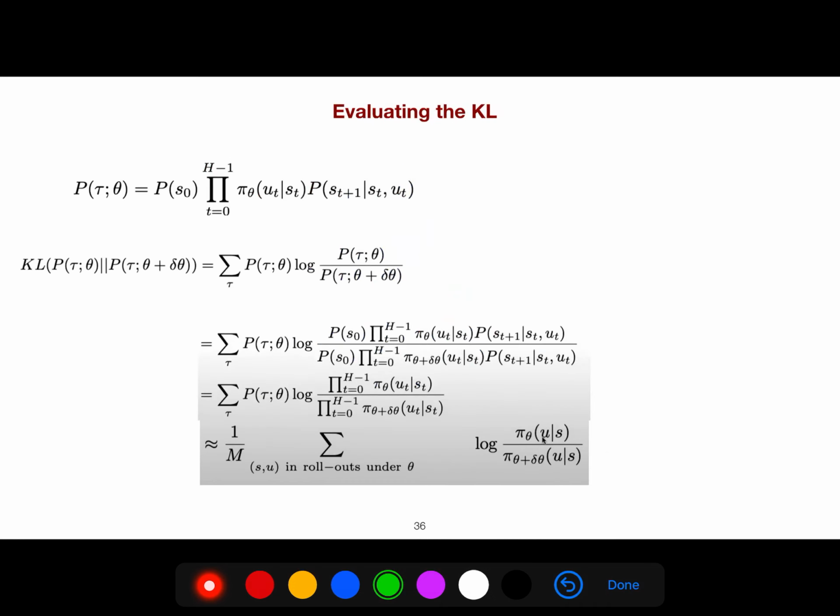What remains is, of course, evaluating a KL divergence, which is easy, because you just write the trajectories, and as I said, because they are independent, you multiply all of these things. But the good thing is this one goes with this one, so you don't even need to know the transition probabilities, and this is the beautiful thing.